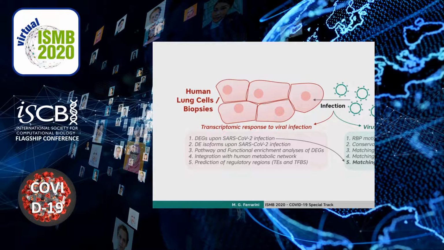In the first part, we used different methods in order to detect differentially expressed genes and isoforms. We performed several enrichment analyses, and we integrated our results with the Human Metabolic Network. Finally, we searched for differentially expressed transposable elements, or TEs, which are portions of DNA with the ability to move, and that have already been known to regulate gene expression.